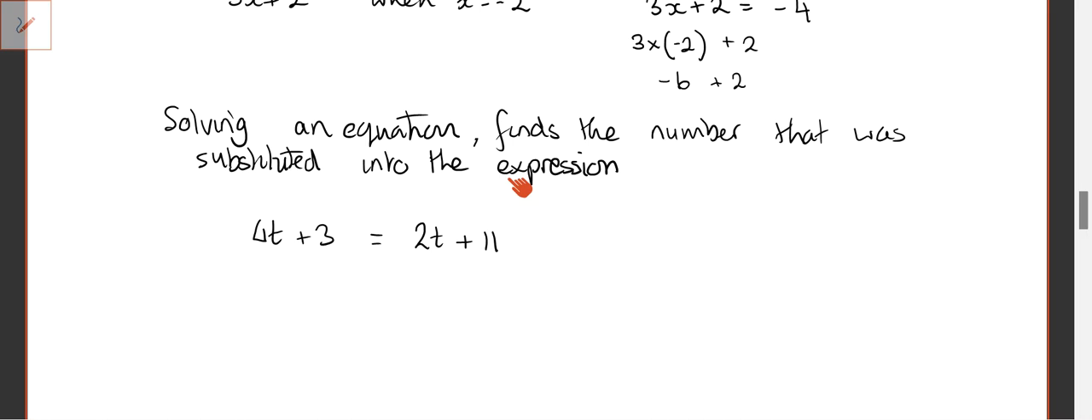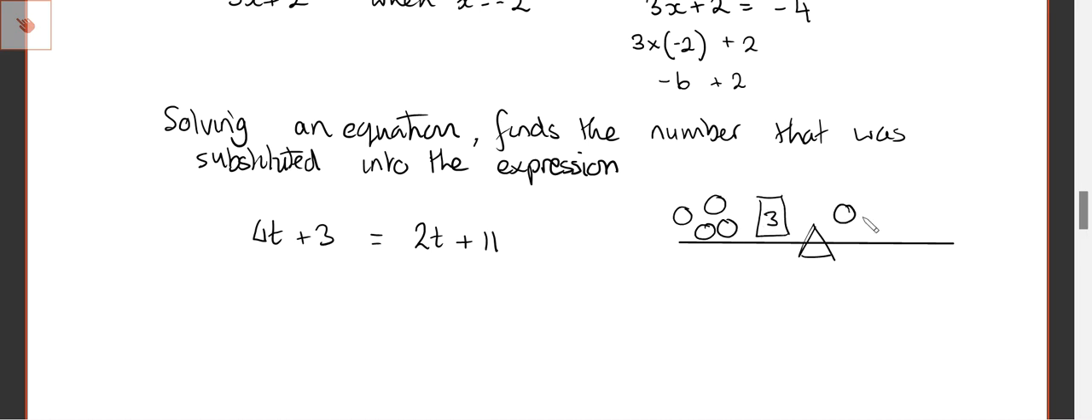Think of the scales approach. It's not the easiest one we've done. T stands for tomato. There were 4 tomatoes on one side. Remember we used our scales. Here's the set of scales. We've got 1, 2, 3, 4 tomatoes, a weight which was 3. On here we've got 2 tomatoes and a bigger weight that is 11. So how do we solve it? Solving is to figure out what t has to be to make it true. What do we do?